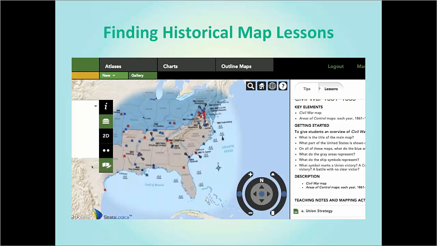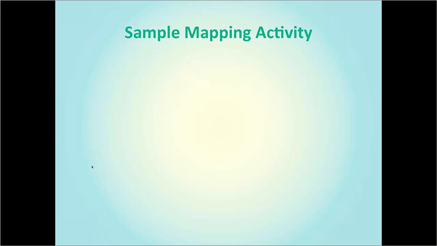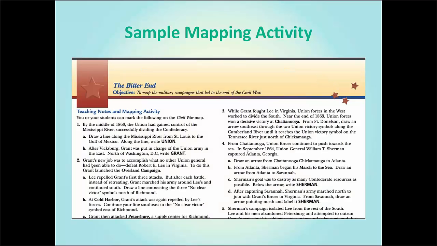So far what I've shown you is the historical maps, how to manipulate the maps, a little bit about the features of the maps, we've talked a little bit about the tips, we've mentioned the lessons. So let's move on ahead and actually look at a lesson. So this is a sample mapping activity. There were 3 activities on the Civil War map. One was Union strategy, the other was Confederate strategy, and this one's called the bitter end.